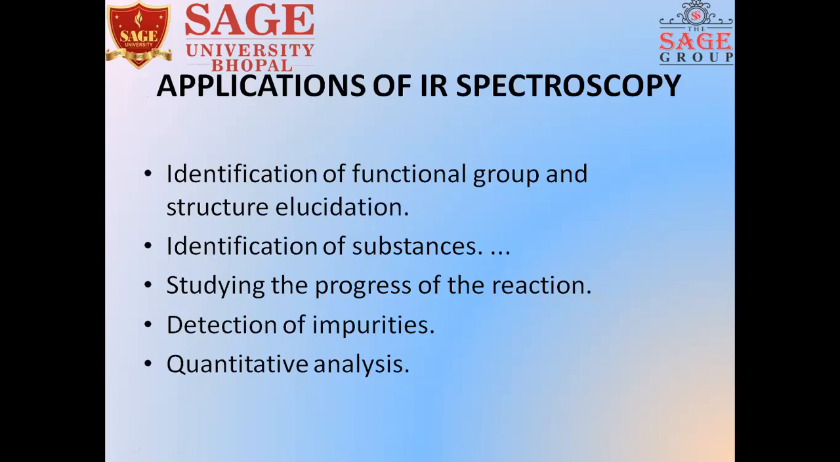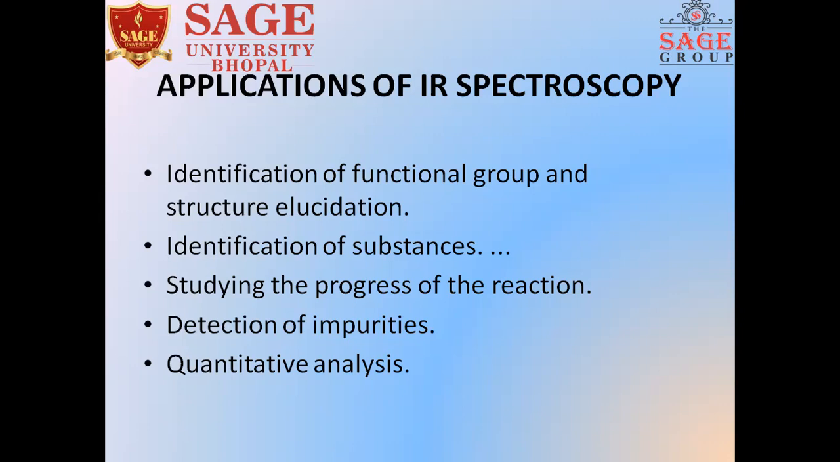Now, what are the applications of spectroscopy? What kind of test and what kind of results will we get after putting the sample in IR spectroscopy? First, identification of functional groups and structure elucidation. For example, if you don't know what functional groups are present or what the structure of the compound is, and we have a test sample, we can easily know what kind of functional groups are present in that particular sample. The second one is identification of substances. By IR spectroscopy, we can find what kind of substances are present in our sample.